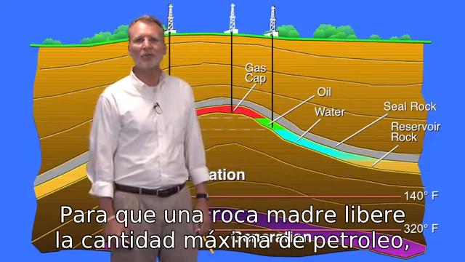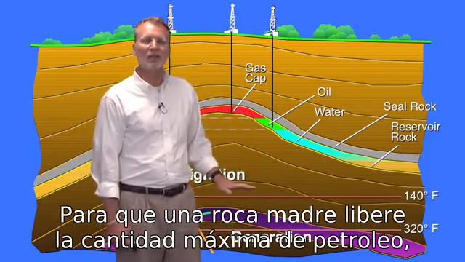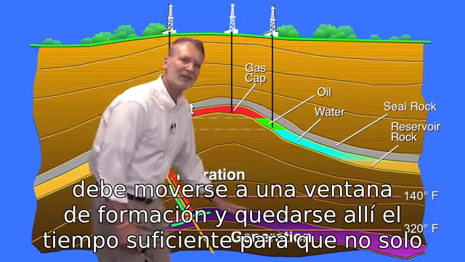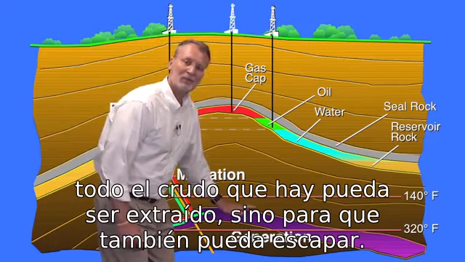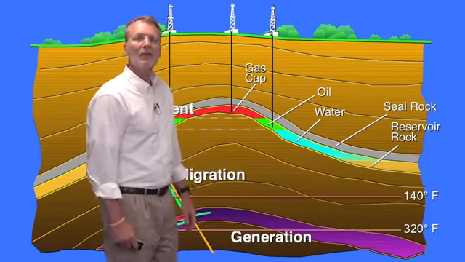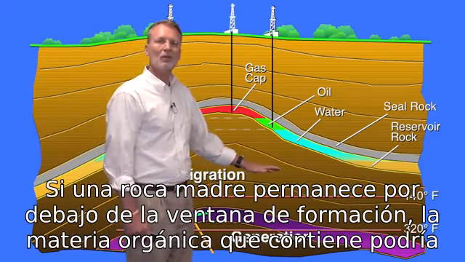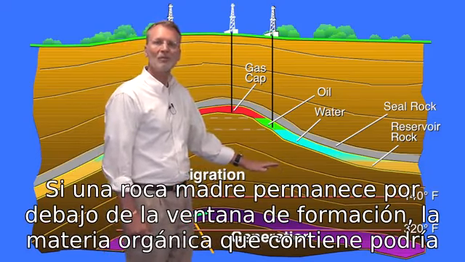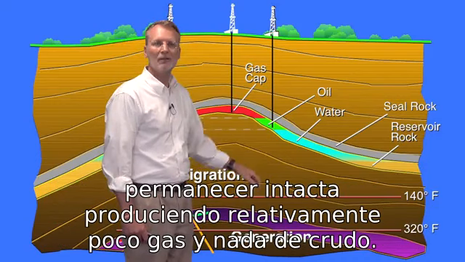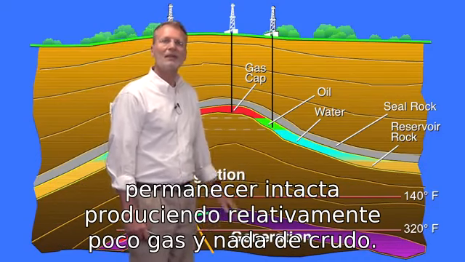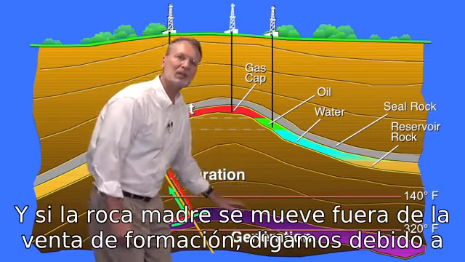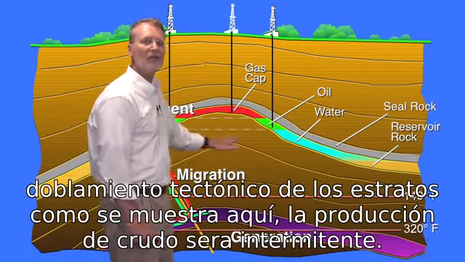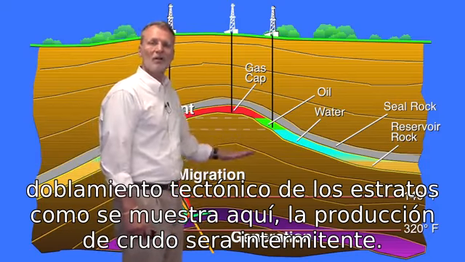For a source rock to release the maximum amount of oil, it must move into the oil window and stay there long enough for not only all the oil that it can yield to be produced, but also for that oil to escape. If a source rock remains above the oil window, its organic matter will largely remain intact and give up relatively little gas and no oil. And if the source rock is moved into and out of the oil window, say due to tectonic folding of the strata as shown here, oil production will turn on and off.